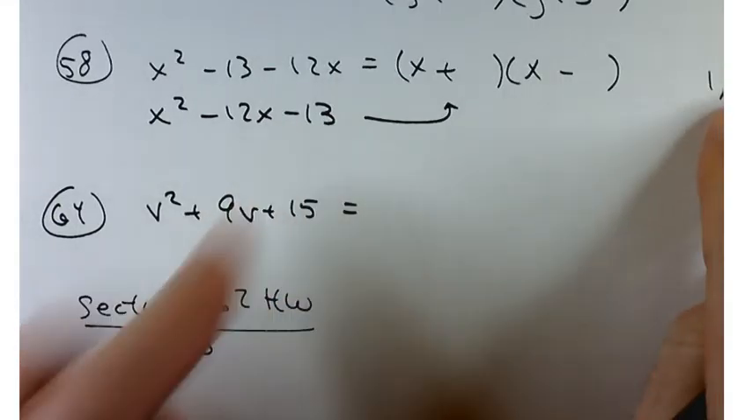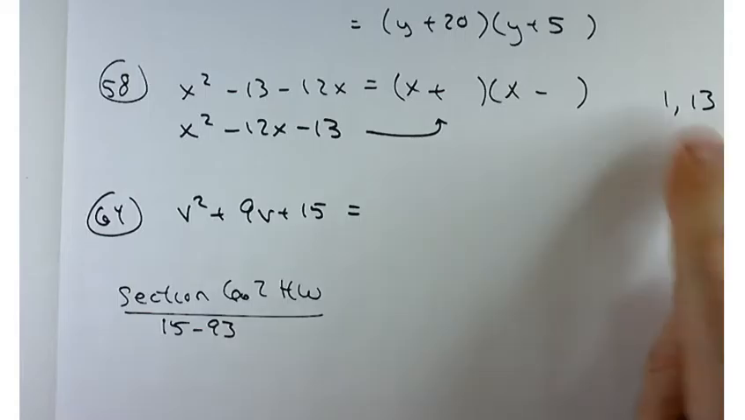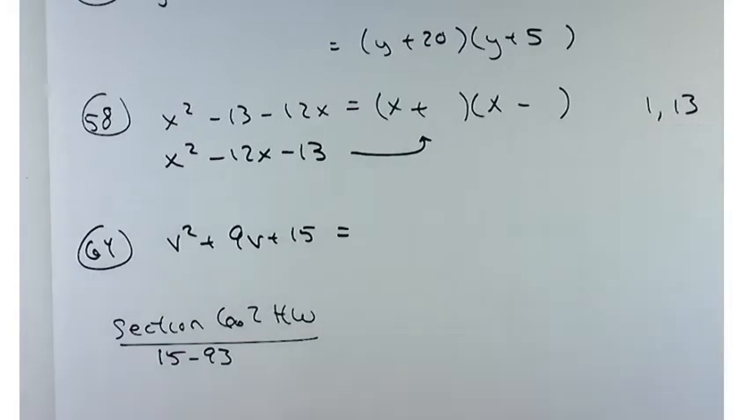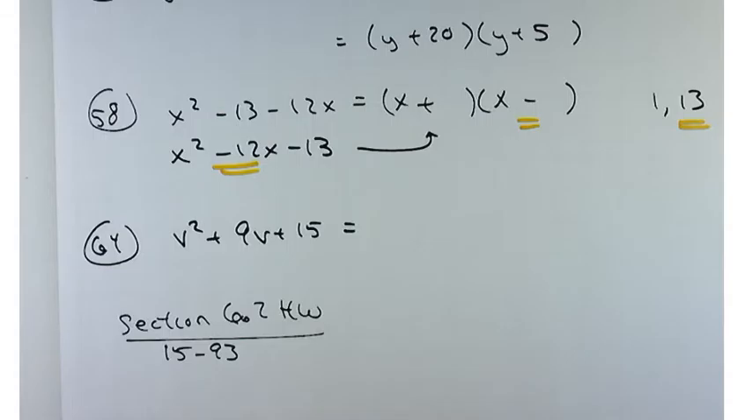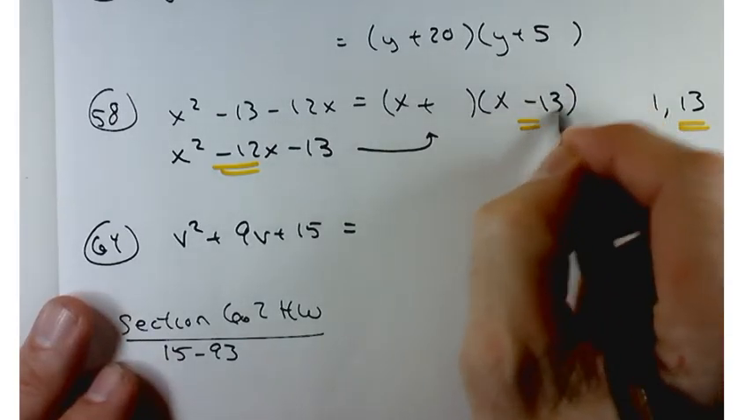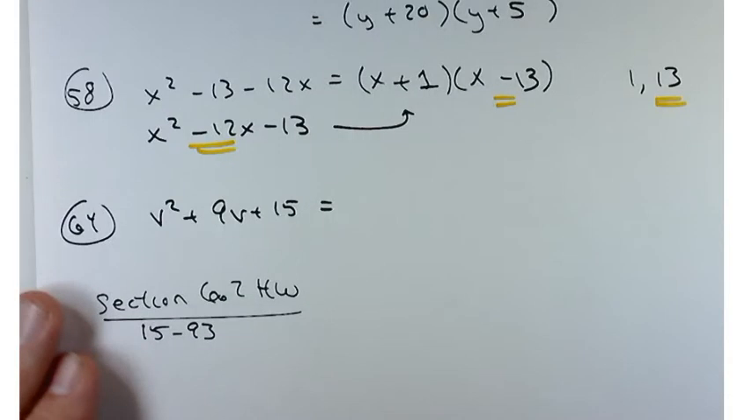Yeah, there's not too many numbers that multiply to 13, correct? Just 1 and 13. And the larger one has to have what sign? So the larger one has to have that negative sign. So a minus 13 and a plus 1. Great.